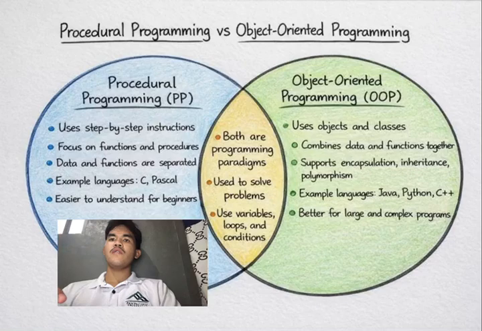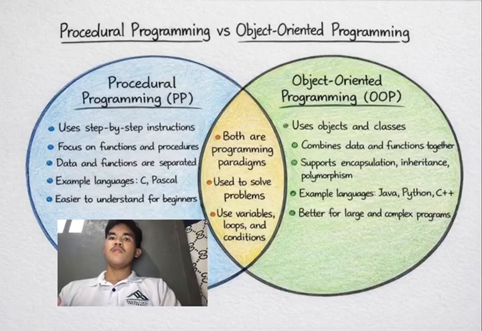On the other side, object-oriented programming focuses on objects and classes. It combines data and functions together, and it supports concepts like encapsulation and inheritance. This is usually used for larger and more complex systems.